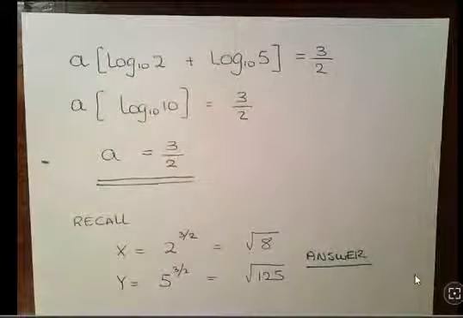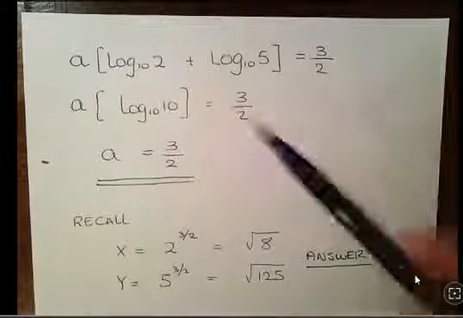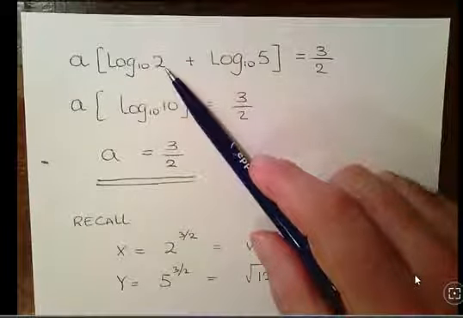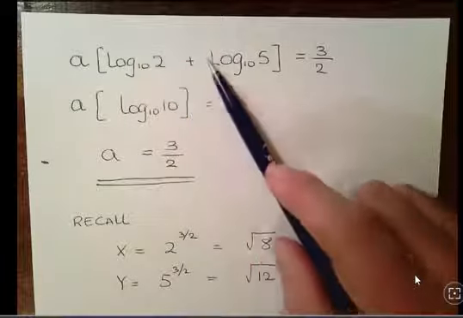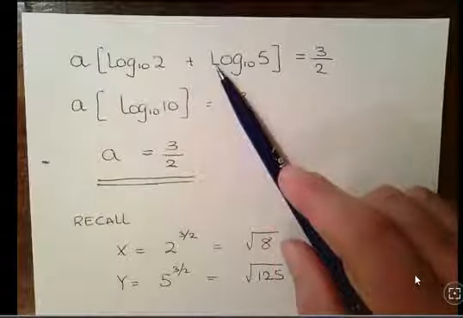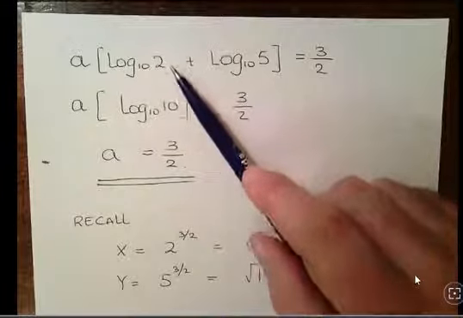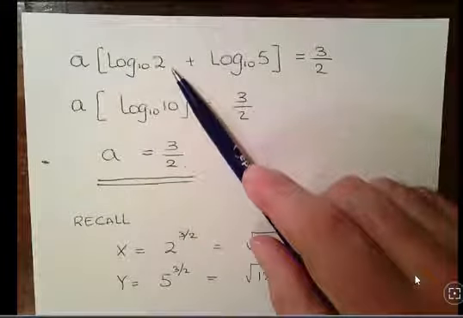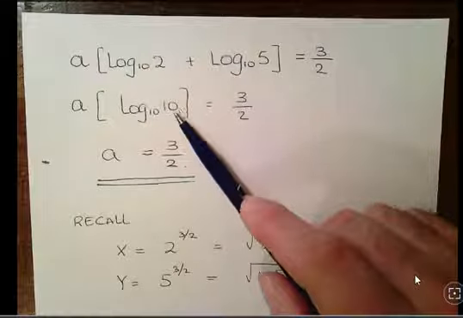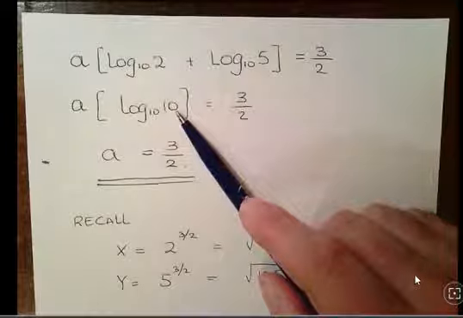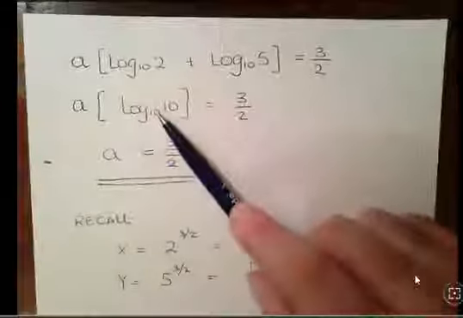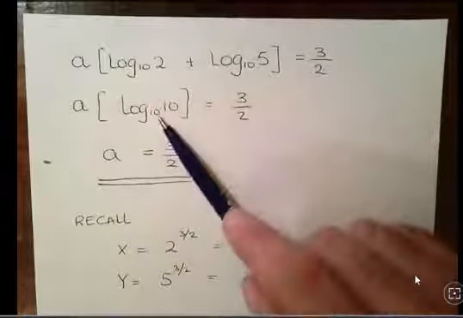So I just remark that this is where we are. Okay, so I just take the a out of the equation. So we have a times log of 2 to the base 10 plus log of 5 to the base 10. And just using the basic rules of logarithms, if we have two expressions like that we can add, we just multiply them out. This is the multiplication rule of logarithms. We end up with log of 10 to the base 10. So a times log of 10 to the base 10 is equal to 3 over 2.